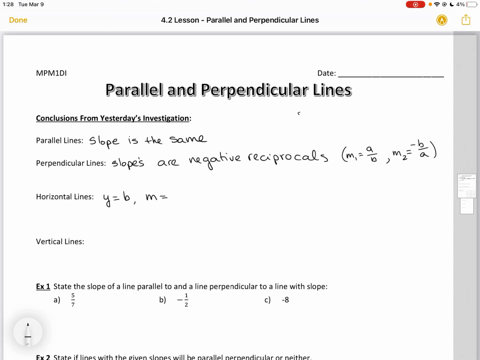Horizontal lines always have the form y equals b. Their slope is 0. Vertical lines always have the form x equals a, because their x coordinates are all the same, and their slope is undefined. So a horizontal line looks like this, y equals b, and a vertical line looks like this, x equals a.